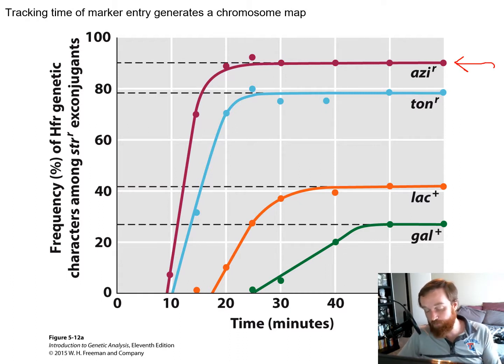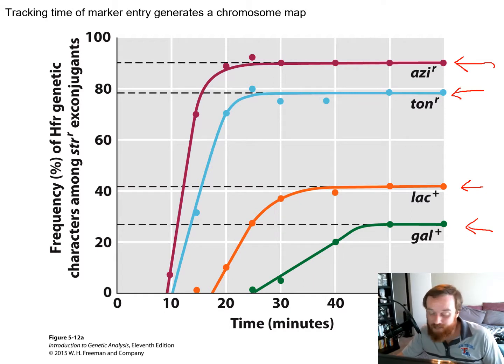conjugates, so both the donor and the recipient cells, had this AZI resistance. After about 11 minutes, they saw that about 80% had resistance to TON. And then at about, we'll say, 18 minutes, 40% had the ability to grow on lactose, which was not present before, right? And then at about 23 minutes, they had the ability to grow on galactose.